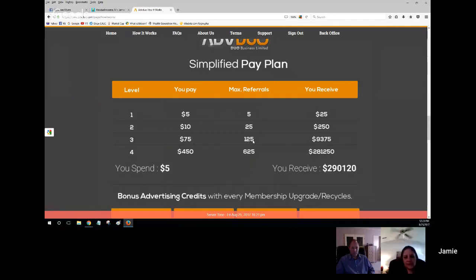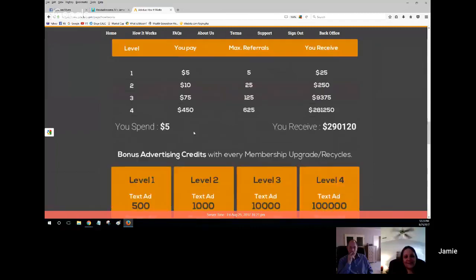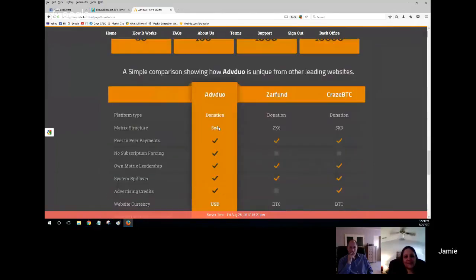Now, I'm going to show you my back office. Don't even worry about level 4 until you max out the first 3 levels, okay? So don't let this 450 scare you. We'll visit that around Christmas time, okay? We'll cross that bridge when we get to it. You're going to make a lot of money in these first 3 levels, okay? And so there's a little comparison chart here. These other ones didn't have products.